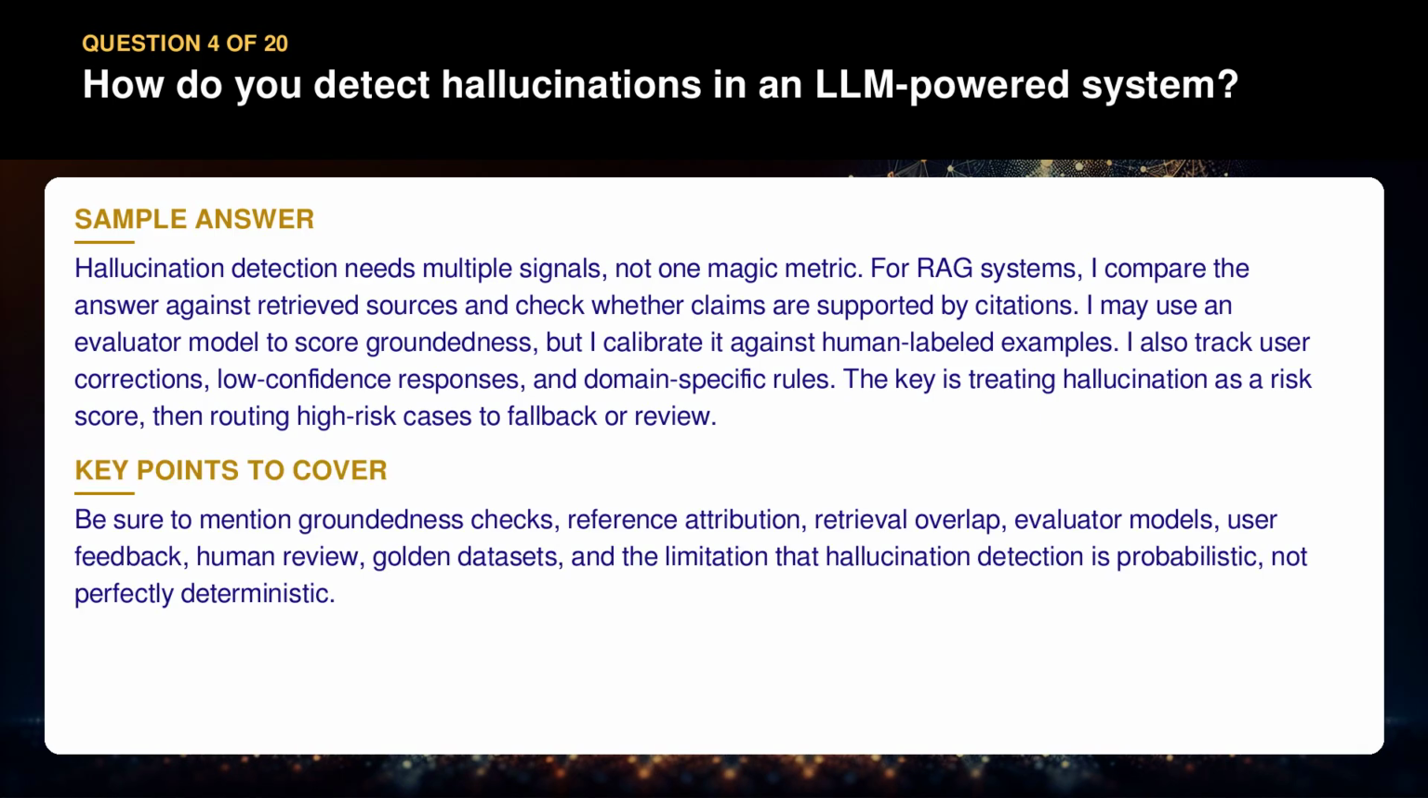Be sure to mention groundedness checks, reference attribution, retrieval overlap, evaluator models, user feedback, human review, golden datasets, and the limitation that hallucination detection is probabilistic, not perfectly deterministic.